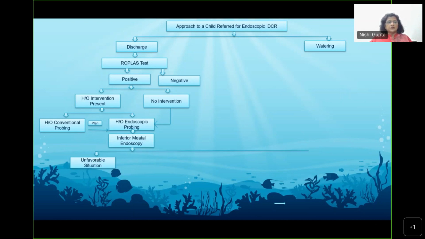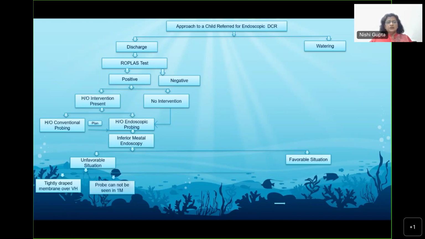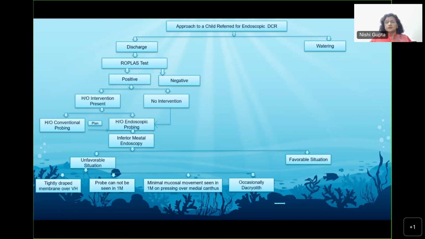There can be unfavorable situation or favorable situation. What is an unfavorable situation? The mucosa is tightly draped over the valve of Hasner into the inferior meatus, and the probe cannot be seen in the inferior meatus. There is minimal mucosal movement seen. I wish I could show all the photographs, but then this would have become a very long talk. We have all the photographs related to the things that I'm talking about. There could be occasional dacryolith in the inferior meatus, so we need to widen the incision with the sickle knife. In these three situations, we perform endoscopic DCR.